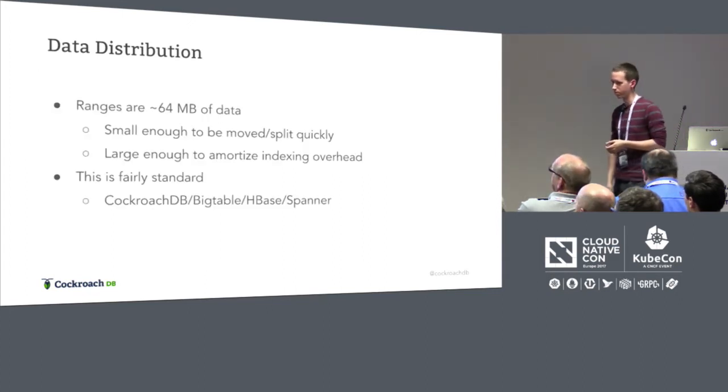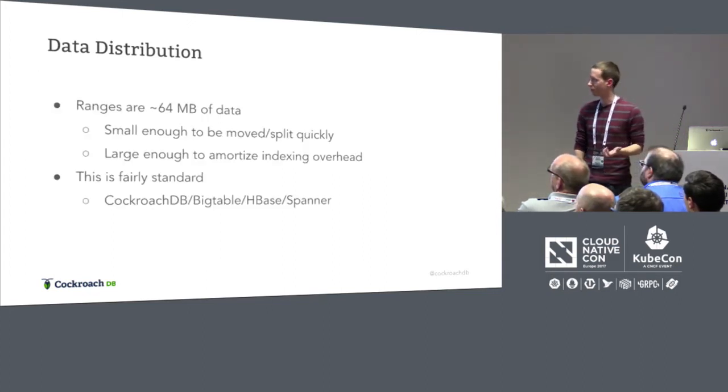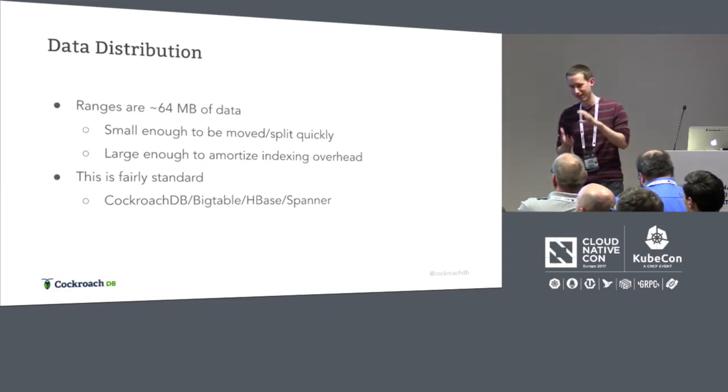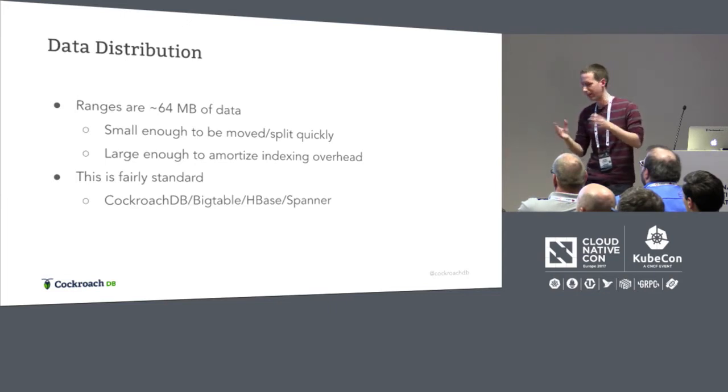So for all of this, we make the ranges about 64 megabytes in size, which is just an experimentally determined value that performs pretty well. It's kind of a fight between making them smaller, which makes them easier to replicate around the cluster and cheaper to do so, and cheaper to split into multiple halves.